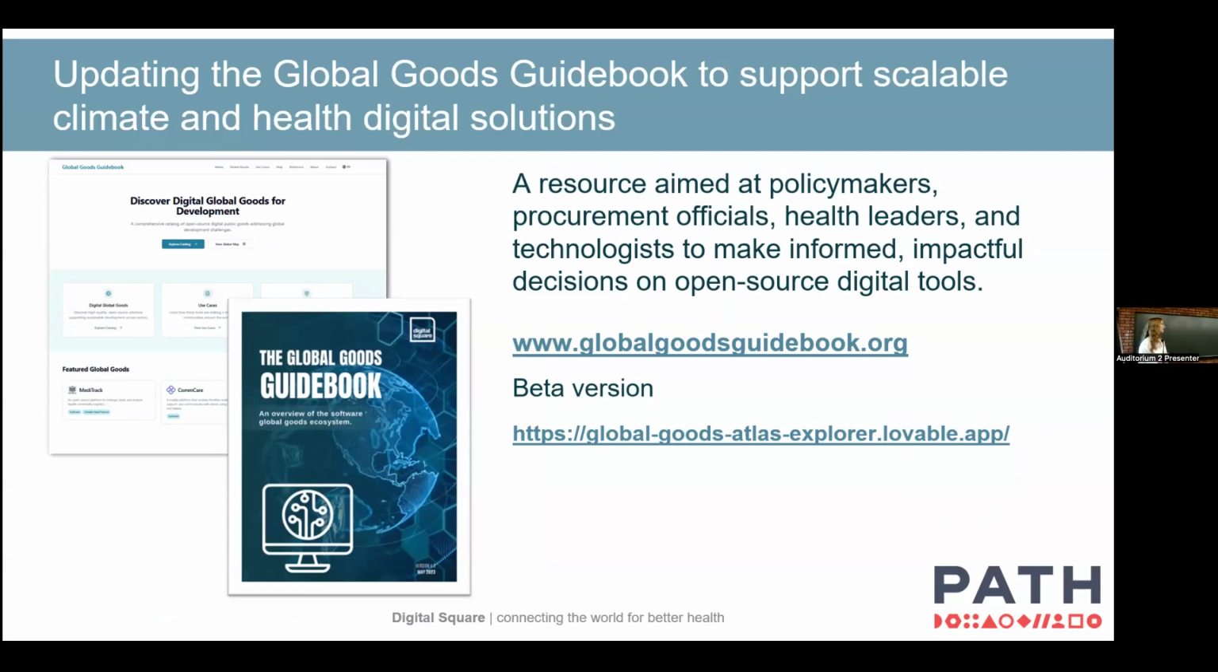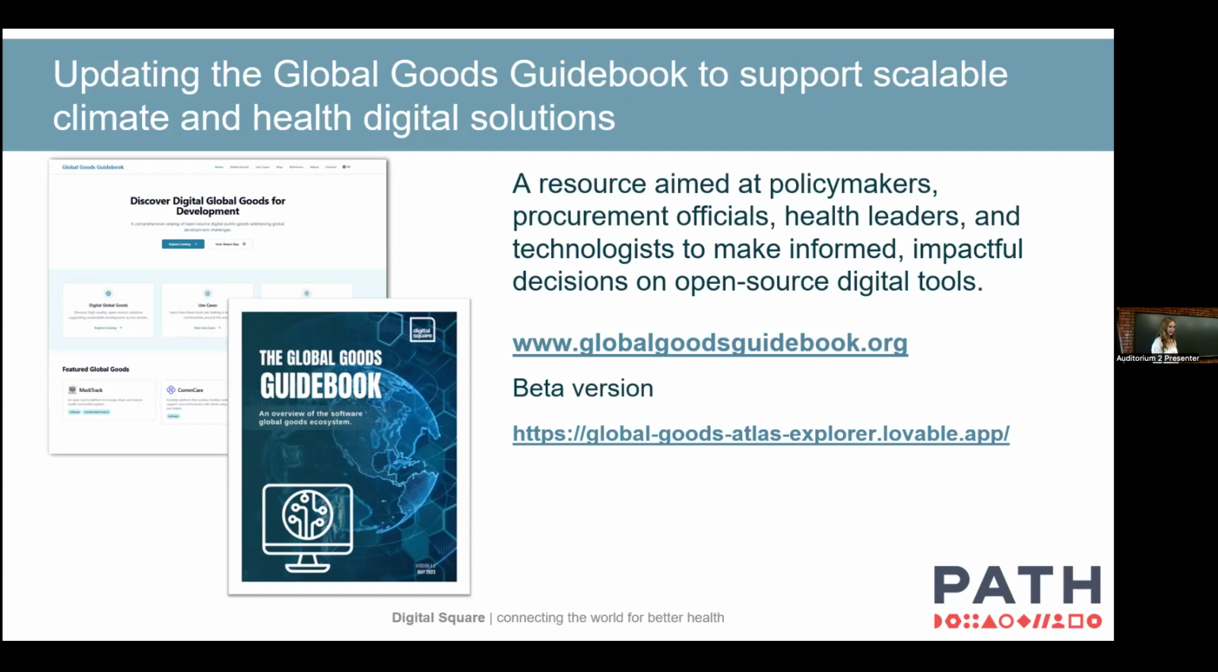So what we're trying to do is expand the Global Goods Guidebook to actually include climate change and health resources. And what this means is creating a compendium, or a big resource, that essentially looks at all the climate change and digital health goods that are out there. So the tools and resources that a lot of you are actually developing or utilizing, and understanding what they look like in terms of maturity, standardization, and interoperability.